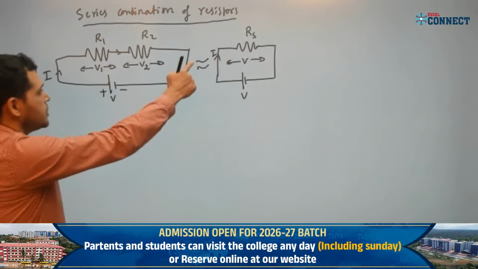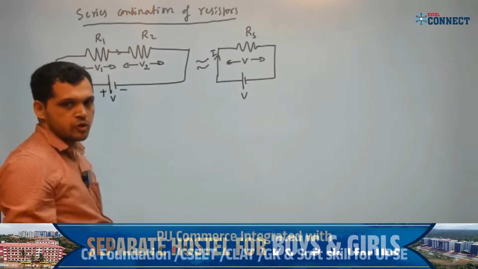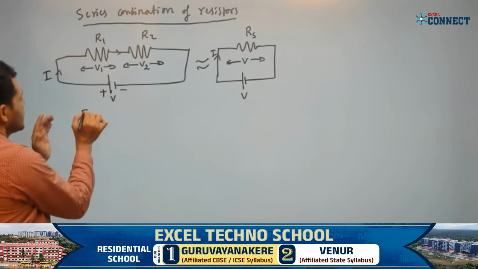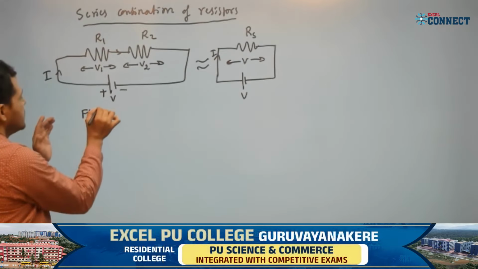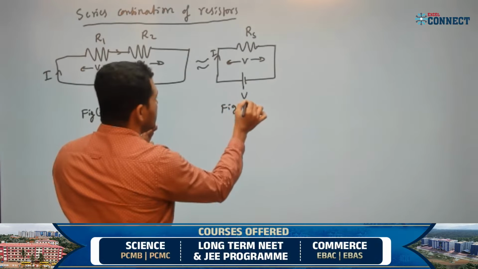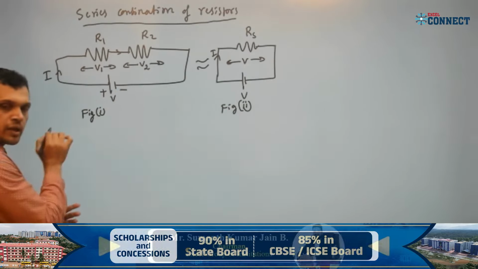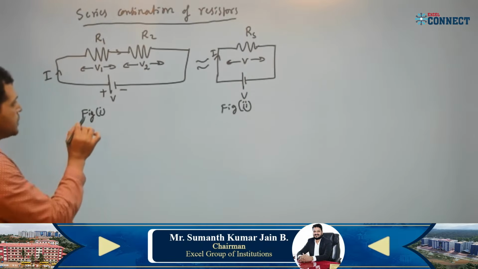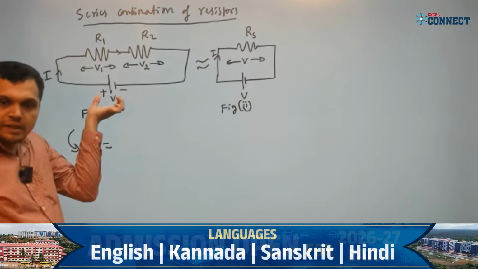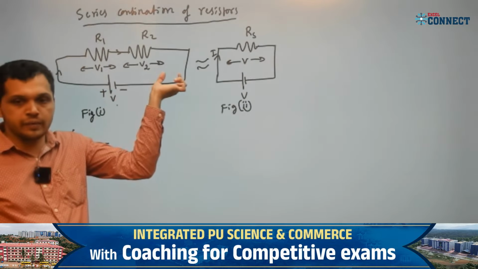How to get the RS value? Here the same current must flow in both the circuits, right? In the first circuit, I will take figure 1. This is figure 1 and this is figure 2. Figure 2 is the equivalent circuit. Okay. I will take figure 1. For figure 1, what is the total potential difference? The applied potential difference is V. Here the drop is V1 and V2.